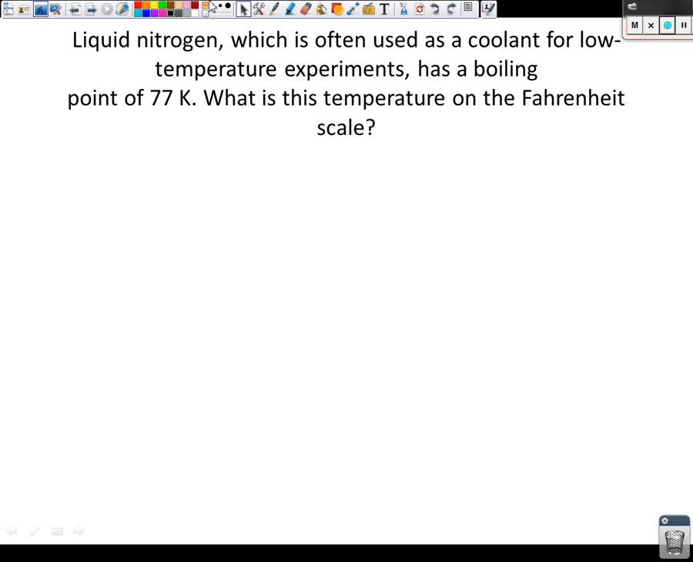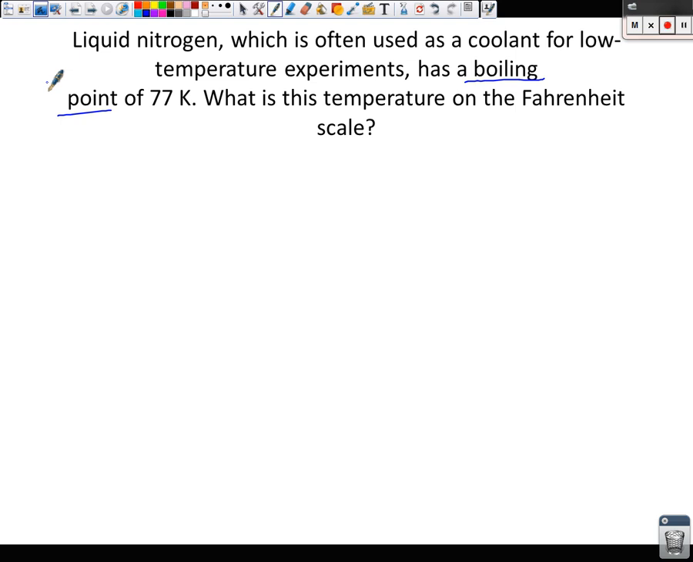Okay, liquid nitrogen, which is often used as a coolant for low temperature experiments, has a boiling point. I want to stop right here and talk about this word. I'm going to ask you the question, and you better not respond with the word point in your explanation. What is the boiling point? It's the temperature, very good, at which what happens?